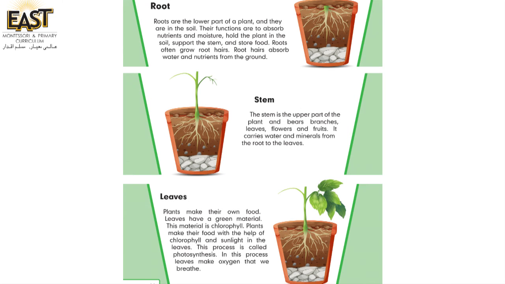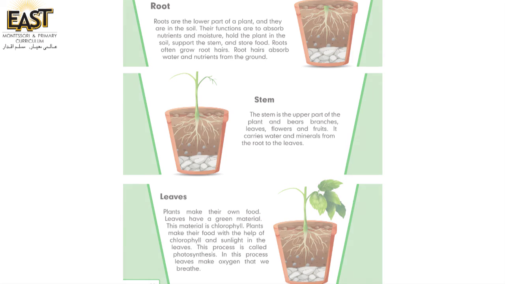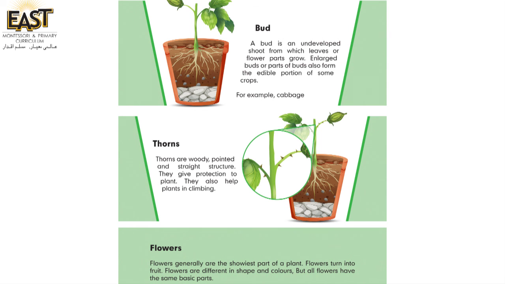Now to page number 11. On page number 11 we will be discussing roots, and then stem, and then leaves. Then on page number 12 about buds and thorns, kante. Then you will read about thorns. Thorns are woody, pointed and straight structures. And then of course flowers. You will read about flowers.